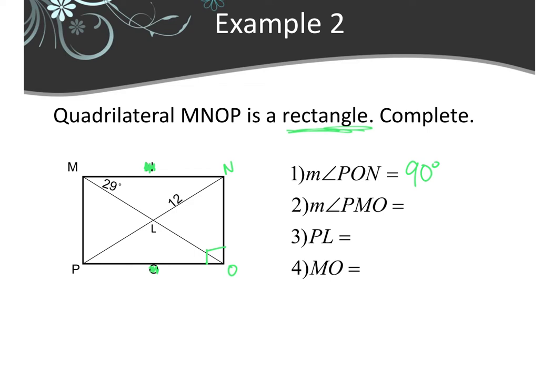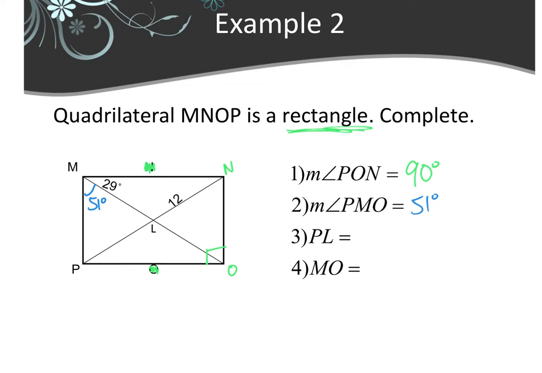What would be the measure of PMO? Xavier? 51. How'd you get that? Because it has to be 90. Correct. This entire angle of PMN must be 90 degrees. Do you guys agree? Because that's the definition of a rectangle. But now, do you see how these angles are not bisected anymore? Because it's a rectangle, not a rhombus. Do you guys see the difference here? Okay. So we're going to say that this is 51 degrees.